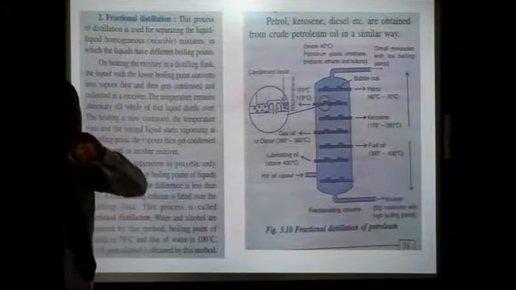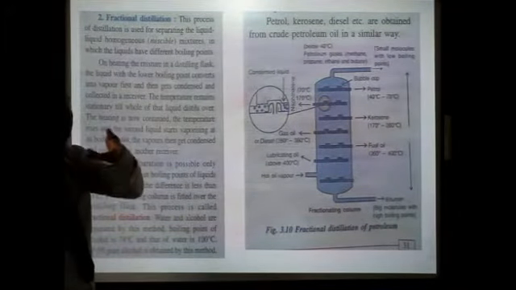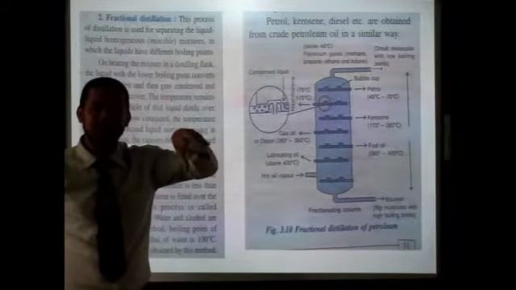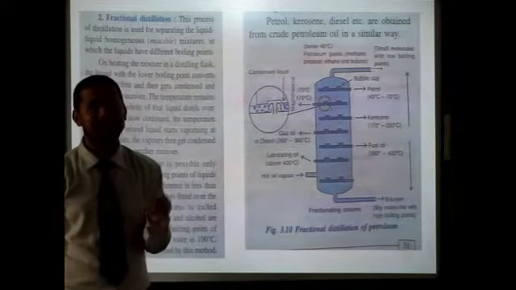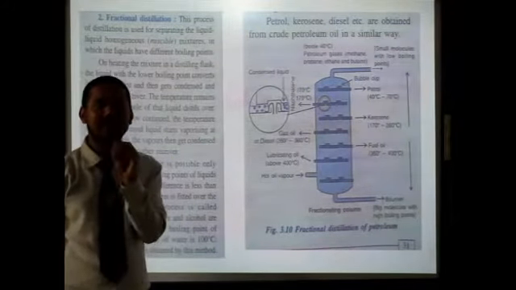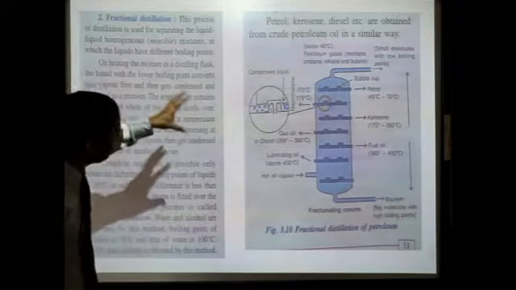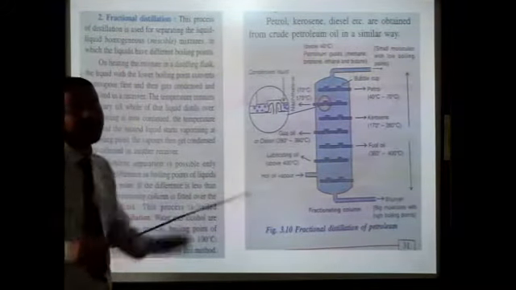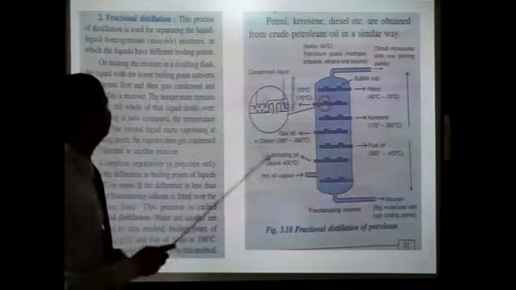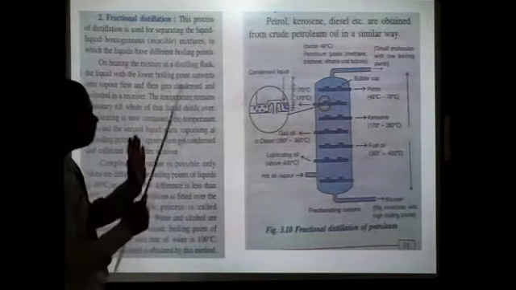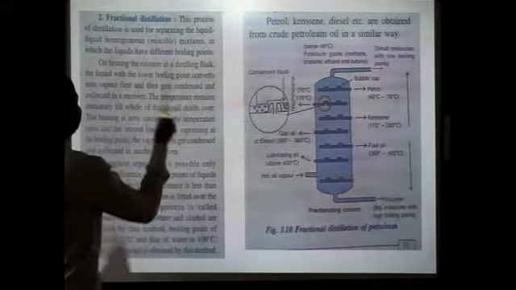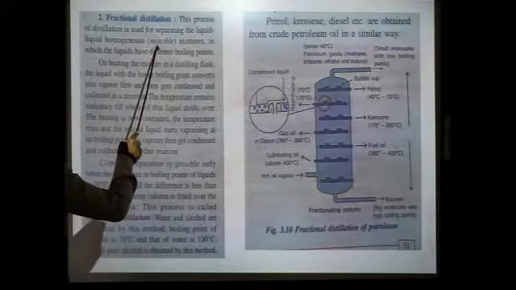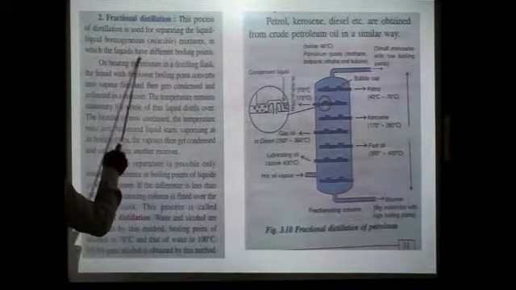Fractional means partly, step by step. This is also distillation. What is distillation? Distillation is the process in which first of all the liquid gets evaporated and then it condenses. So the same method is used here in this case also, but fractional, part by part. This distillation takes place part by part, step by step. So that's why it is called fractional distillation. This process of distillation is used for separating homogeneous or miscible liquid mixtures in which the liquids have different boiling points.